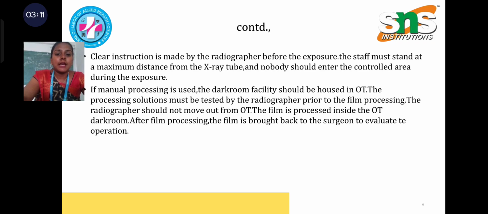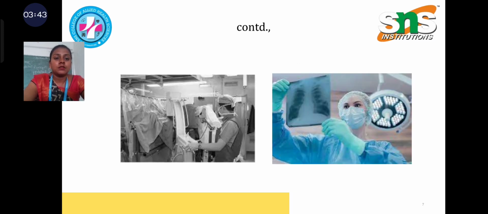The staff must stand at a maximum distance from the X-ray tube, and nobody should enter the controlled area during the exposure. If manual processing is used, the darkroom facility should be housed in the OT. The processing solution must be tested by the radiographer prior to the film processing. The radiographer should not move out from the OT. The film is processed inside the OT darkroom. After film processing, the film is brought back to the surgeon to evaluate the operation. So this is how the evaluation of the X-rays is done.